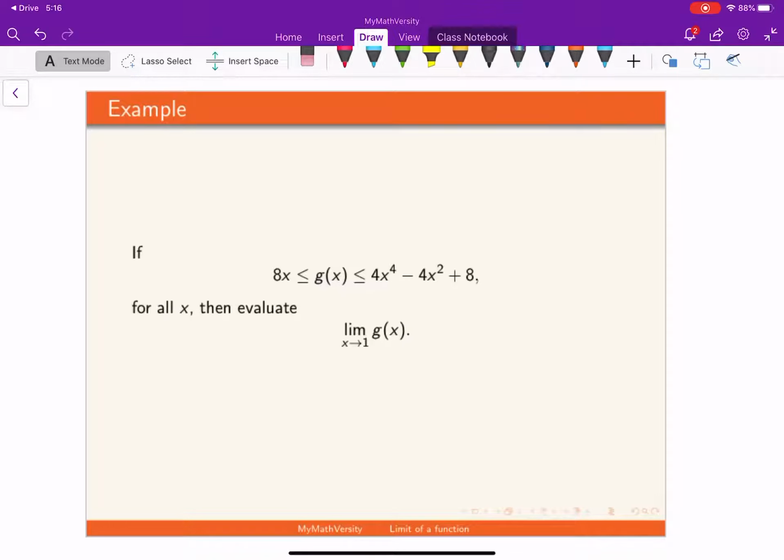In this example, we are given a condition that the function g of x is greater than or equal to 8 times x for all x, and it is less than or equal to the function 4x to the power 4 minus 4x squared plus 8 for all x. So that's how this function g of x behaves. Its values are always less than or equal to this function over here, and greater than or equal to 8x. So that's the given condition.